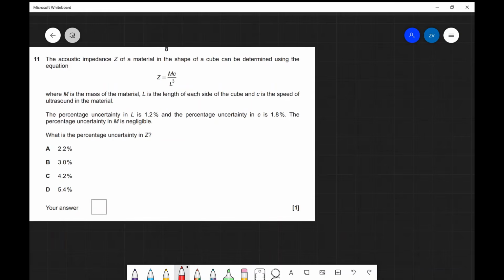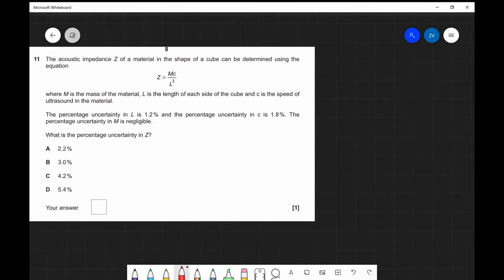On to question 11 about percentage uncertainty. We're given a formula for the acoustic impedance Z of a material, and we know that the percentage uncertainty in L is 1.2%, the percentage uncertainty in C is 1.8%. M has no percentage uncertainty, it's negligible. What is the percentage uncertainty in Z?